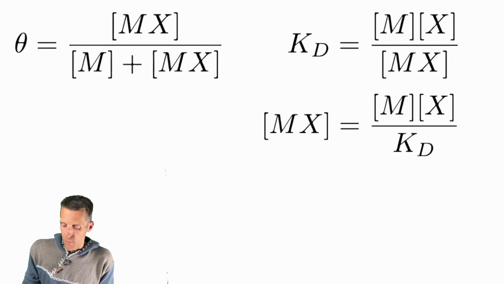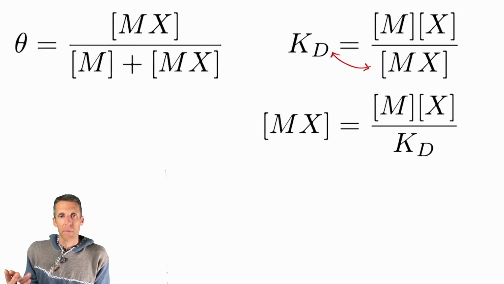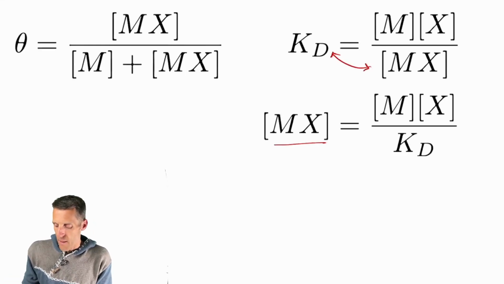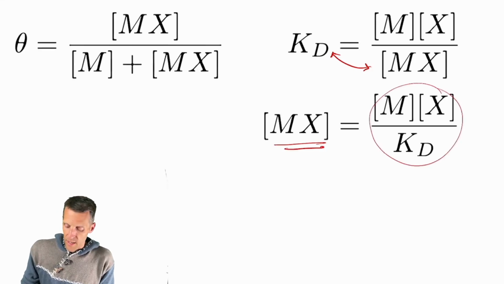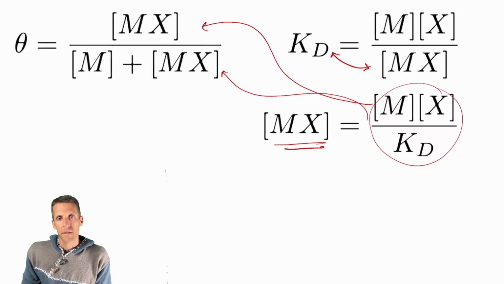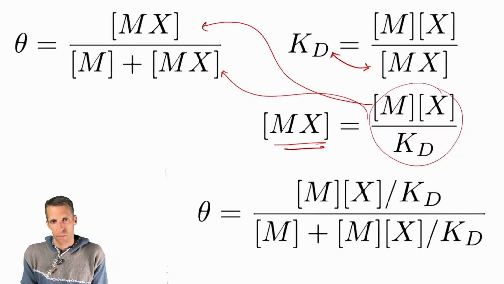We are going to do a simple rearrangement. We're going to flip KD and MX. So now I've written MX in terms of this blob. I'm going to substitute this blob in up here, right? Because those are equal to MX. What that does is it creates this lovely looking expression down here.